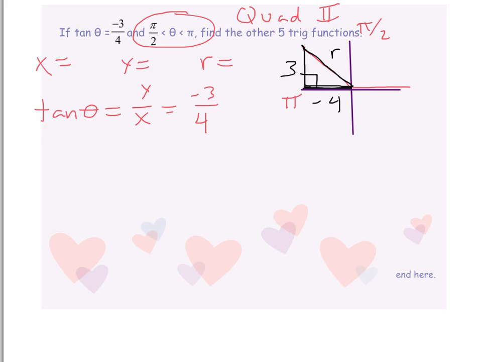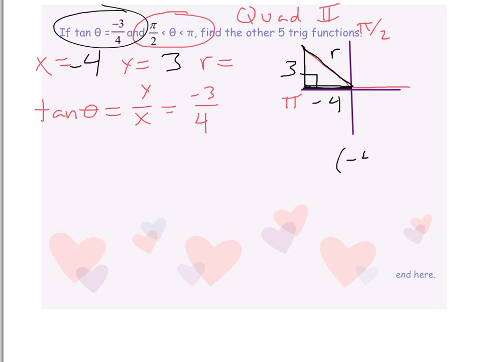Okay, and now you might wonder for this tangent value, why wasn't it written like that? Well, when we have a fraction, we typically always write the negative sign on the top. So you got to be careful. Just because it's written next to the 3 doesn't mean it goes with the 3. And in fact, here it doesn't. It goes with the 4. X is -4, y is 3.